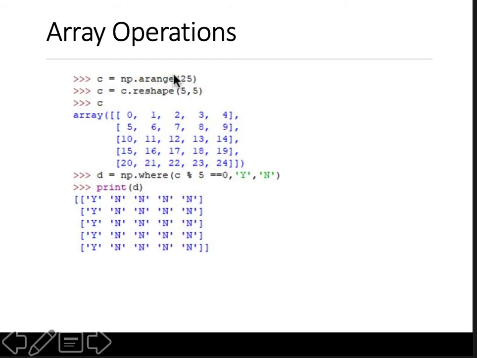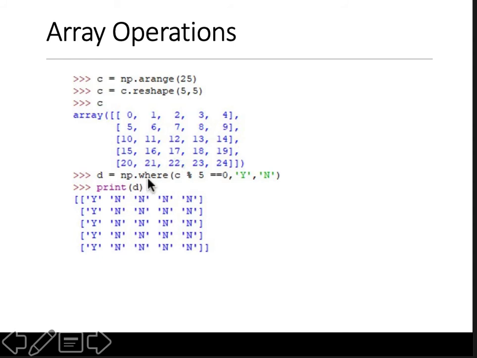What did we do in the first line? In the first line, we created 25 elements, from 0 to 24, and put them in an array. Then we said reshape it into 5 rows and 5 columns. That's what this created.